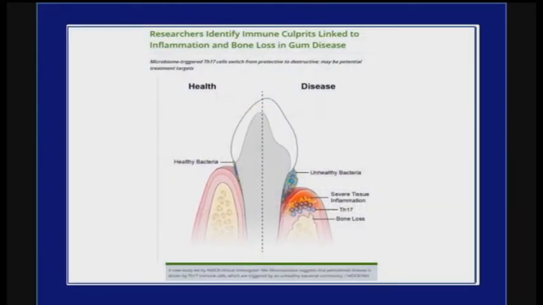Here we've got researchers identifying immune culprits linked to inflammation and bone loss in gum disease. Healthy teeth and gum, you see here we've got healthy bacteria living in the base of the tooth there in the gum, and then we get unhealthy bacteria that get in there, the gum receding, severe tissue inflammation and receding of the gum, and then I've noticed Th17 cells migrating in there and then eroding the bone. So then we get effectively osteoporosis of the jaw.